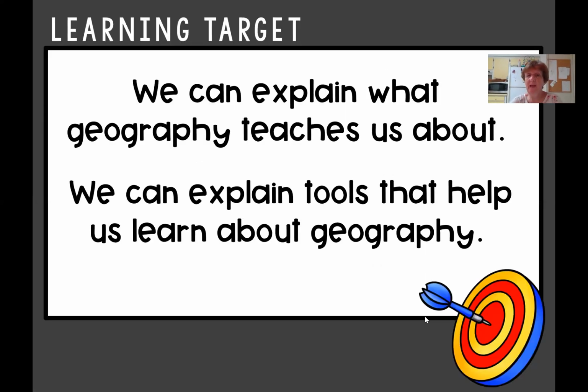Okay, and so we can explain what geography teaches us about. Geography teaches us about the world. It teaches us about landforms, about oceans, about continents, teaches us about the world around us. And we can explain tools that help us learn about geography. We learned that a globe is a model of the Earth. We learned that a map is a picture of an area. And then an atlas is a book of maps.